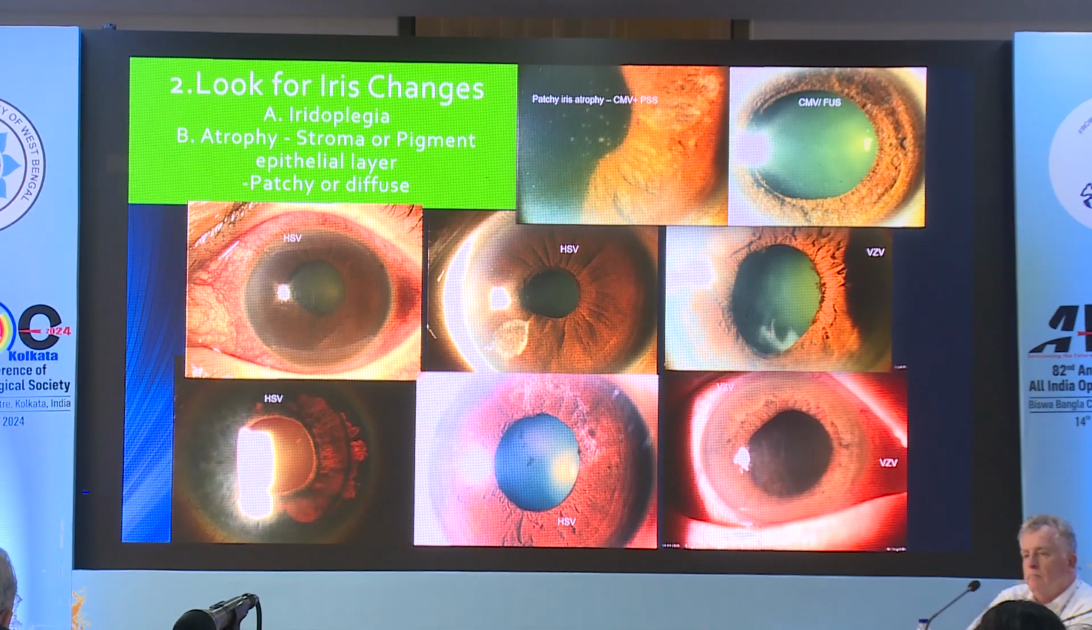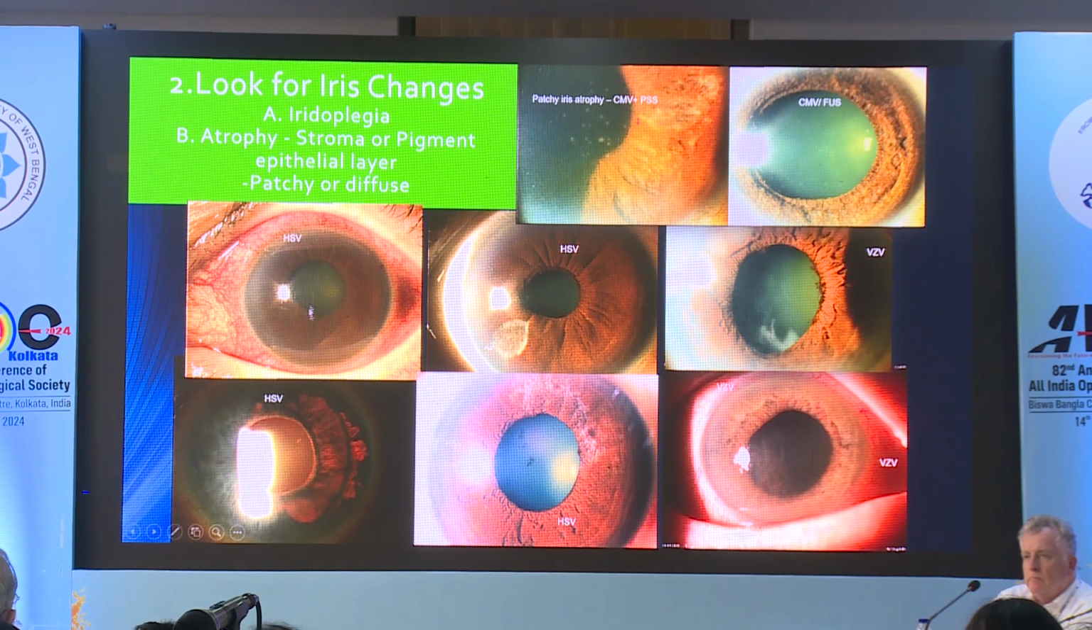The other thing is to look at the iris. Do not just dilate. Look at the iris before you dilate. Look for the shape. You may see iridoplegia like in this patient here. There may be atrophy of the stroma or pigment epithelial layer. And the stromal involvement may be patchy or may be diffuse, so you can see some examples here.